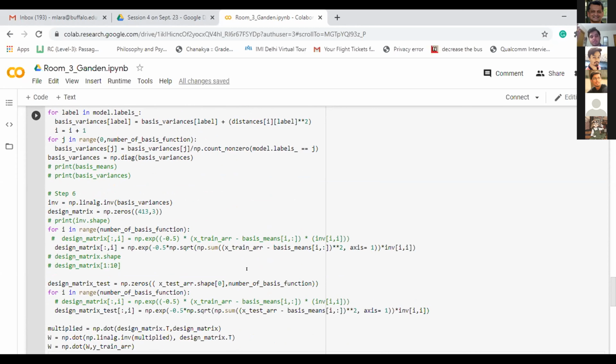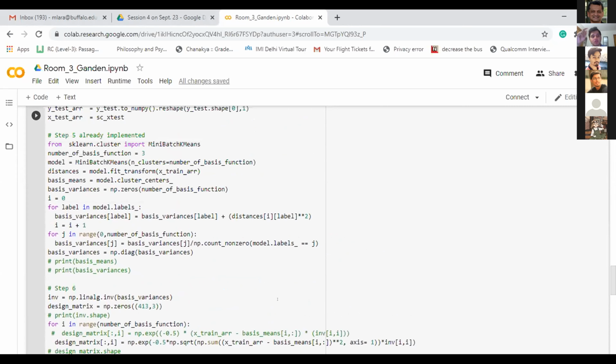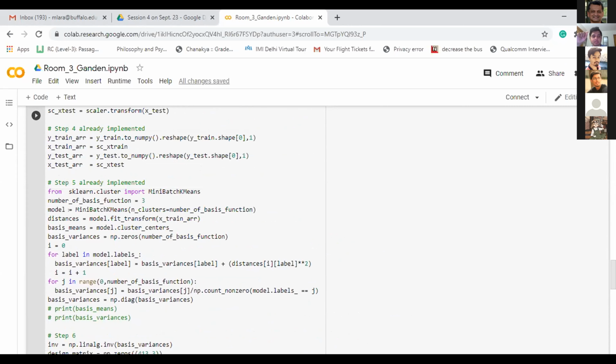So one approach that I would recommend is to use distances. We already have x minus mu in that distances variable. If you go up, x minus mu is already given to you, which is distances. When you do model.fit_transform, you already know that you basically get distances of every data point with respect to mu1, mu2, and mu3. That's the meaning of distances. So when you do model.fit_transform for MiniBatchKMeans, you'll get a distances matrix which is n cross 3, n being the number of instances.